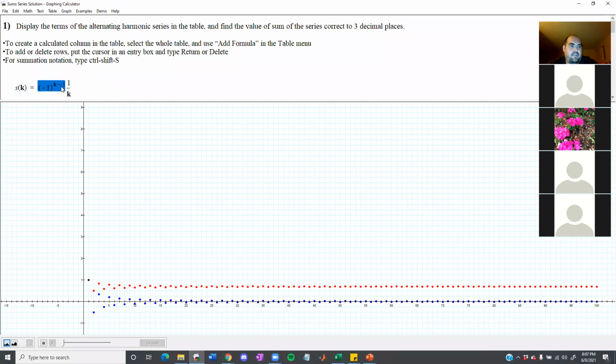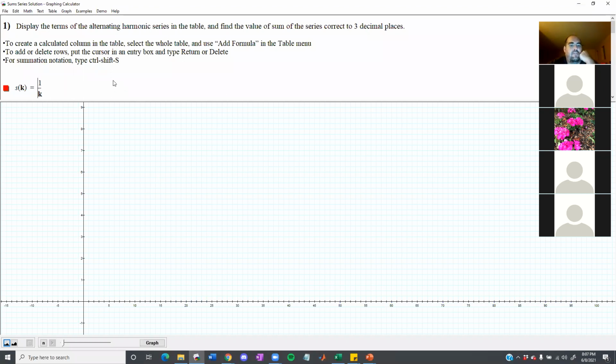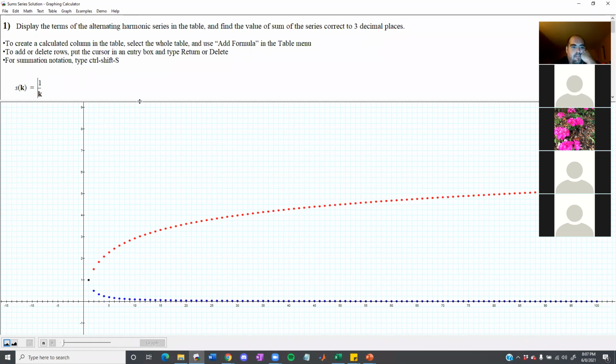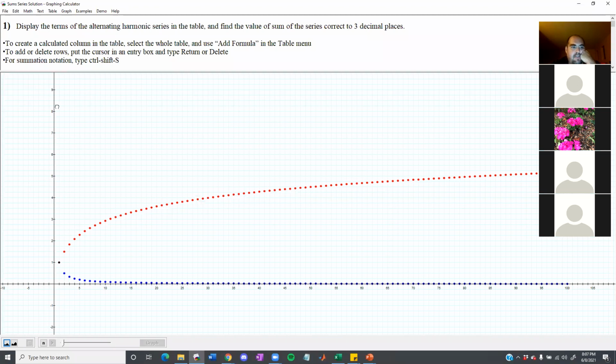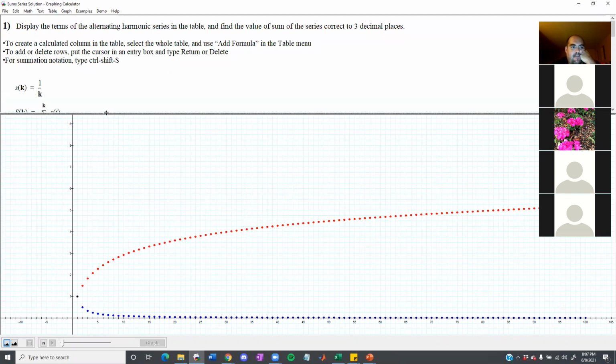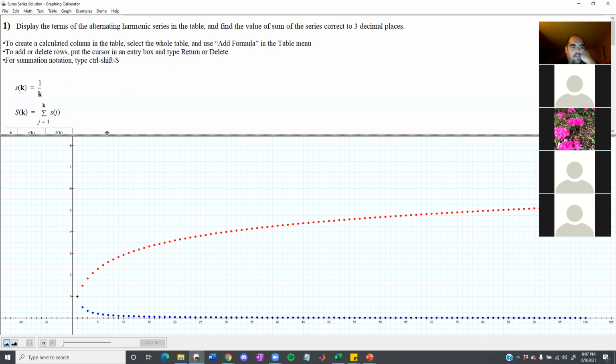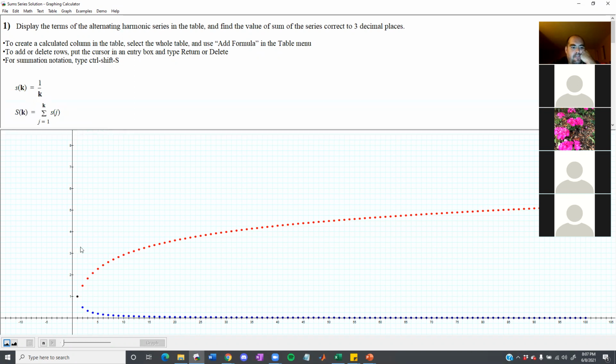So let me go ahead and take this off for a second. So we look at this graph down below here. Basically, I'm showing you two things. I am looking at the harmonic sequence here. So all the blue dots there, I'm graphing 1 over k. So it's just taking the reciprocal of all those values to get those blue dots. The red dots are the sequence of partial sums.